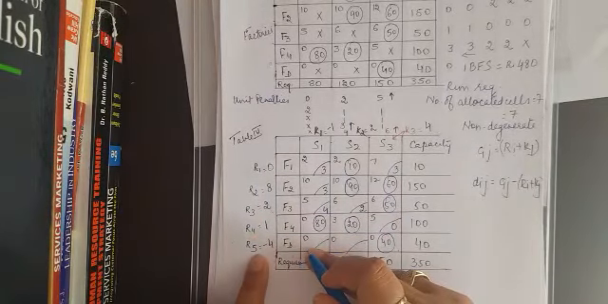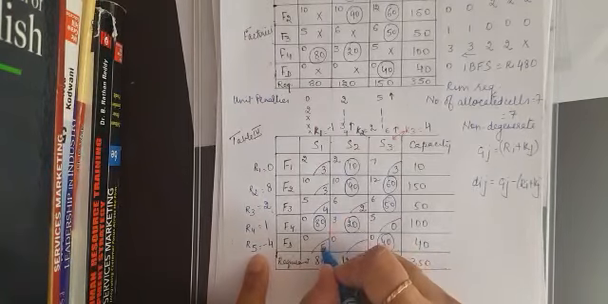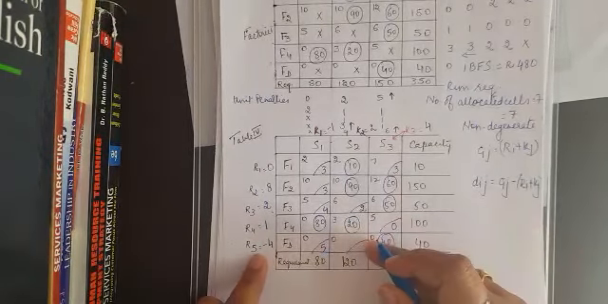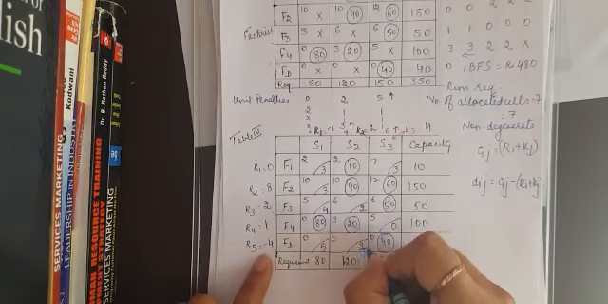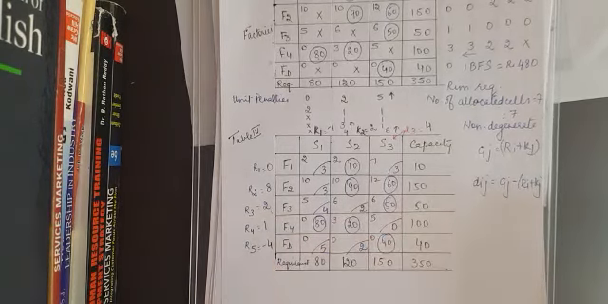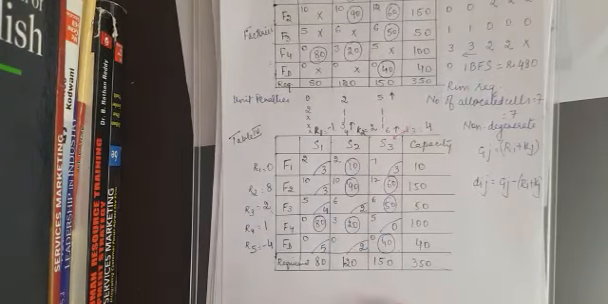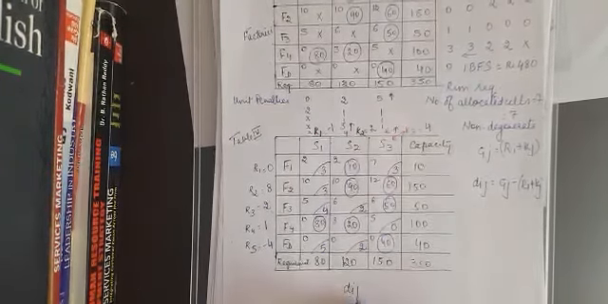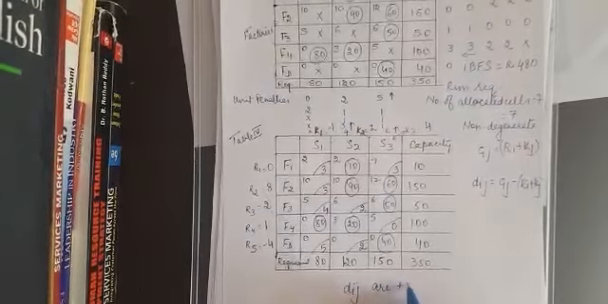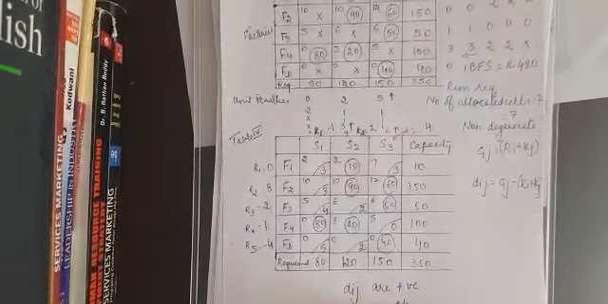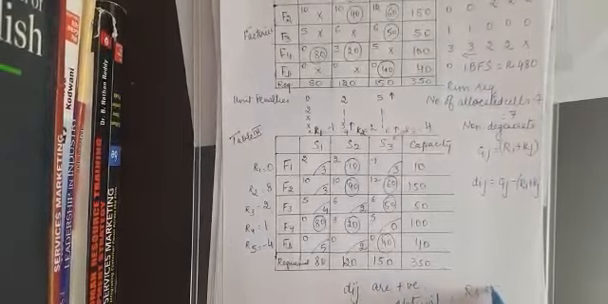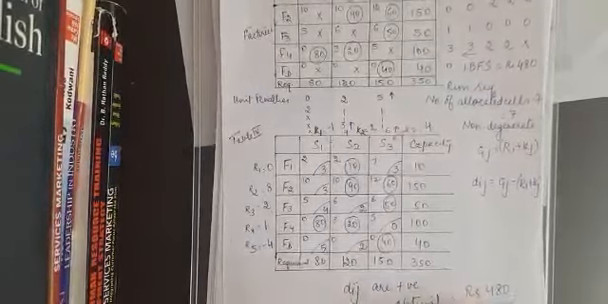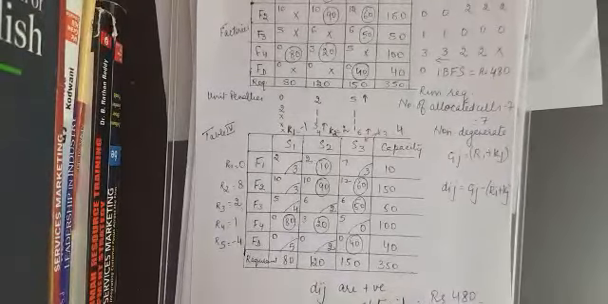0 minus 5, it is positive 5. 0 minus minus 2, it is positive 2. Since all the values of Dij, that is opportunity cost, are positive, the solution is optimal, and the optimal value is rupees 480, which we derived in the initial solution.